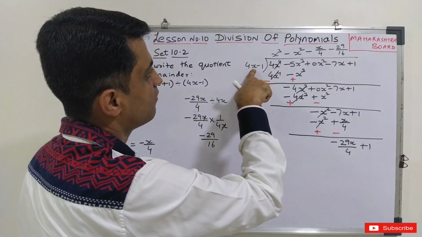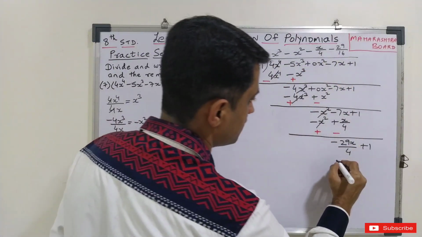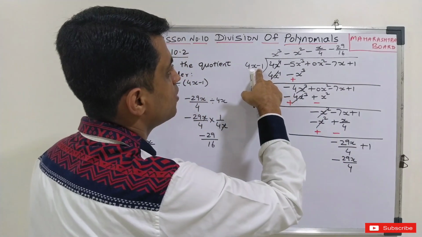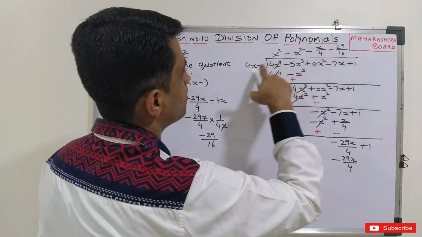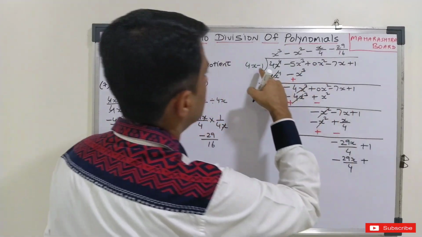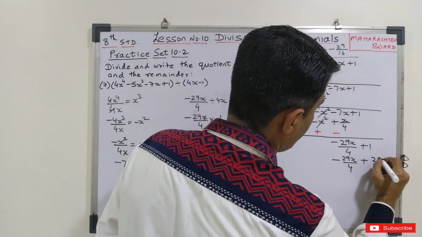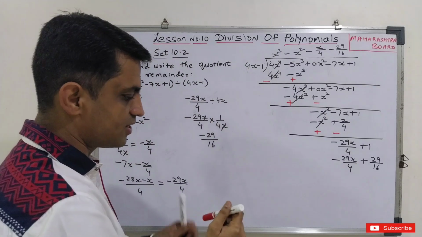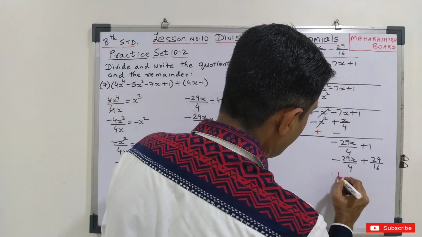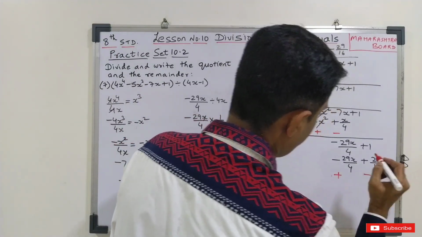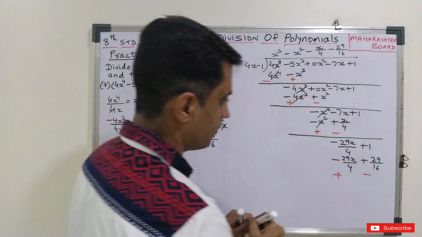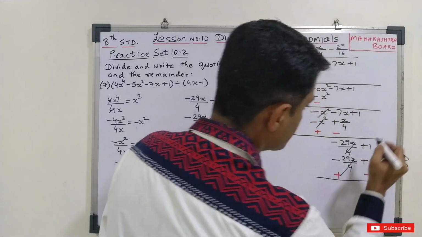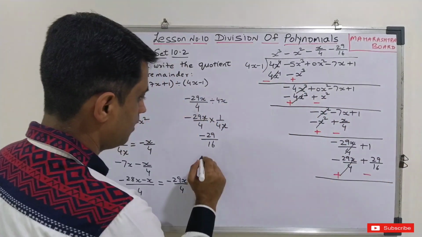If you multiply 4x into this minus 29 upon 16, you will get minus 29x upon 4. And this you multiply minus 1 into this. So minus into minus plus 1 into 29 upon 16 will be what? 29 upon 16. Sorry, it is 16 here. Again the sign will get changed. So here plus and here minus. Okay, now this will get cancelled. So what we will get? Again we have to solve.